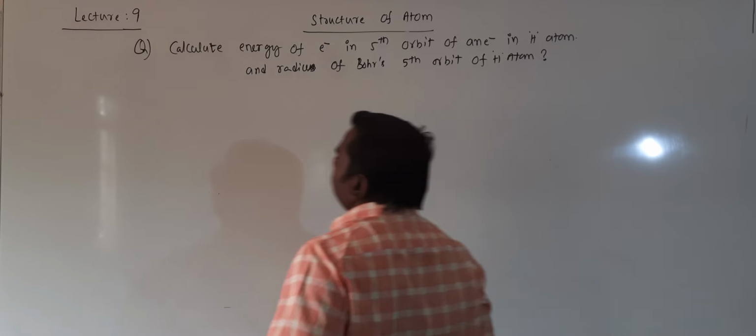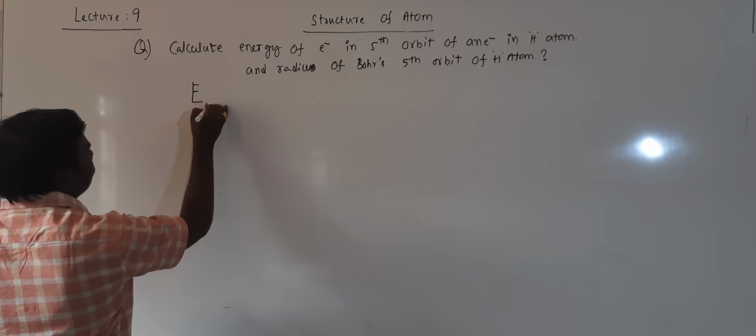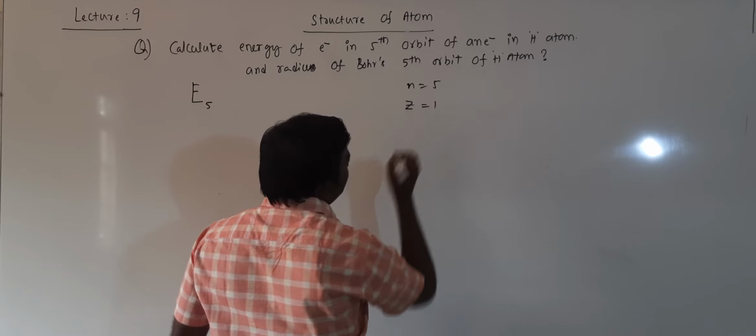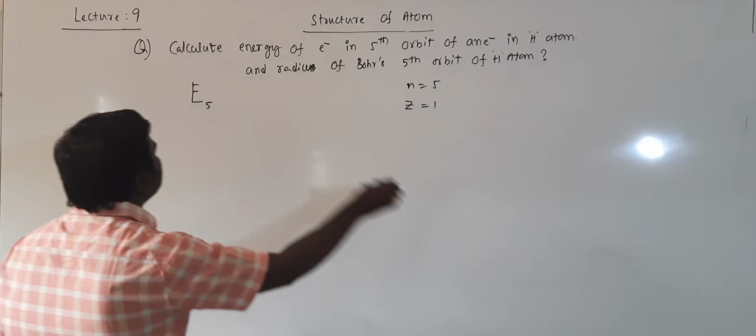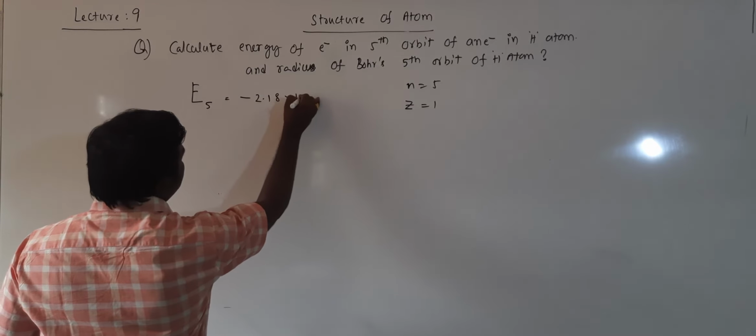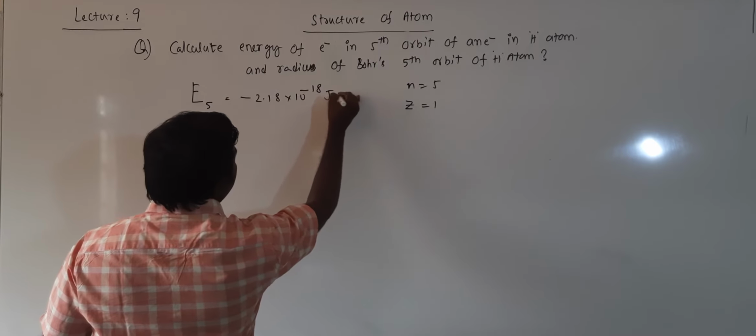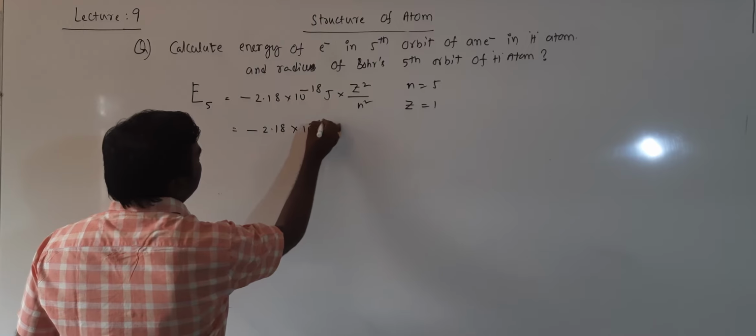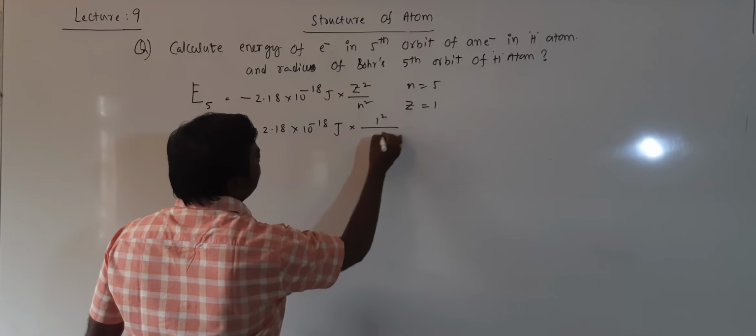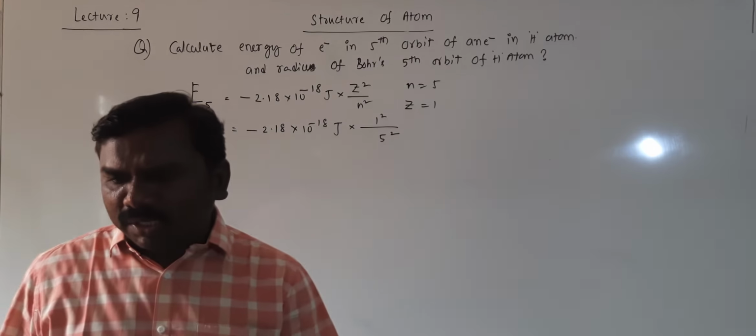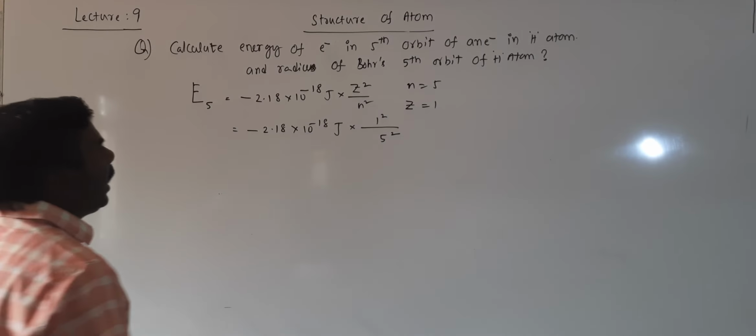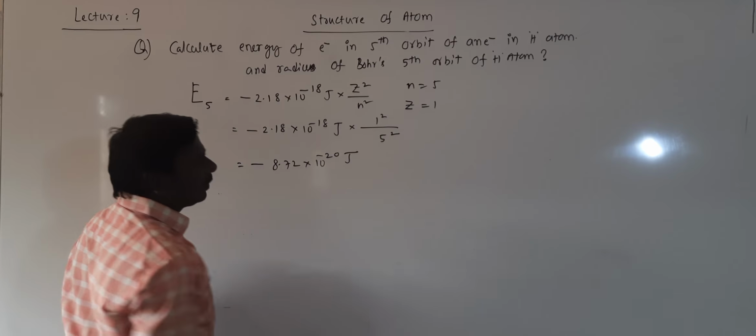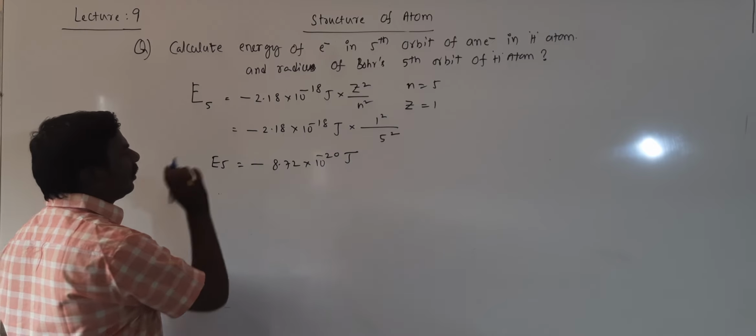There are two questions. The first one is the energy of the fifth orbit, E5, where n equals 5 and Z equals 1, for hydrogen. The formula is minus 2.18 into 10 to the power of minus 18 joules into Z square by n square. Minus 2.18 into 10 to the power of minus 18 joules, 1 square by 5 square. By solving, you will get the answer, 8.72 into 10 to the power of minus 20 joules. It is the energy of the electron in the fifth orbit.